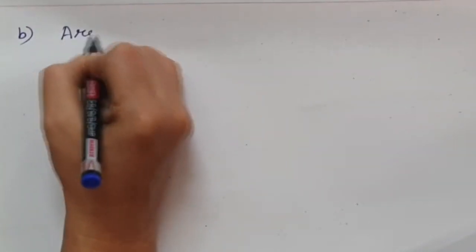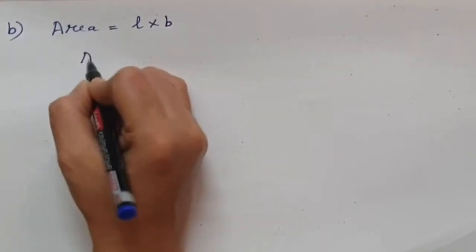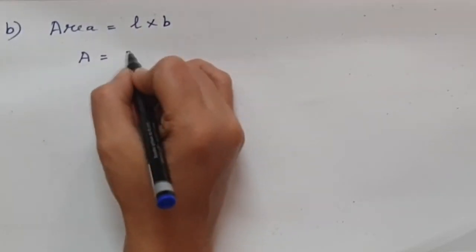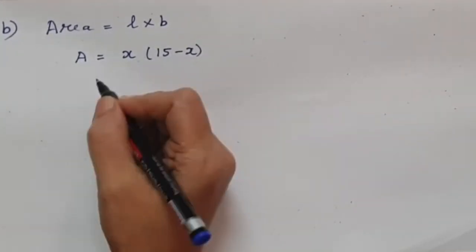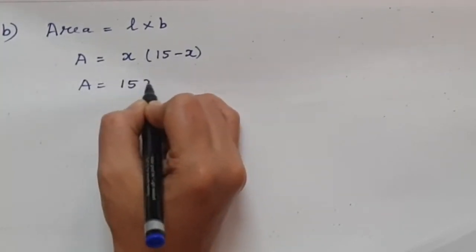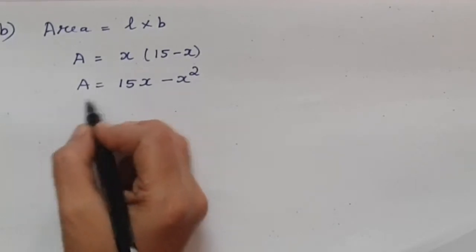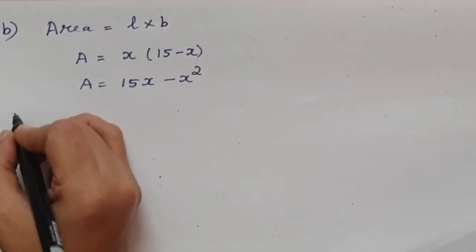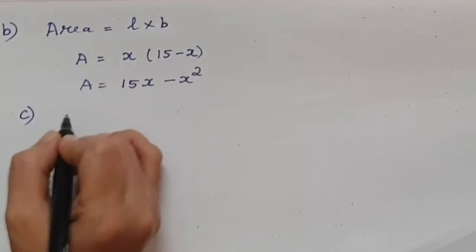Now in the second part, we need to find the area of the rectangle. Area equals length into breadth. We have already found the length as x and the width as 15 minus x, or the other way around. So now our area will be, when we multiply it, 15x minus x squared. So we have got the area. Now in our C part, we need to find whether this turning point is a maximum or a minimum.